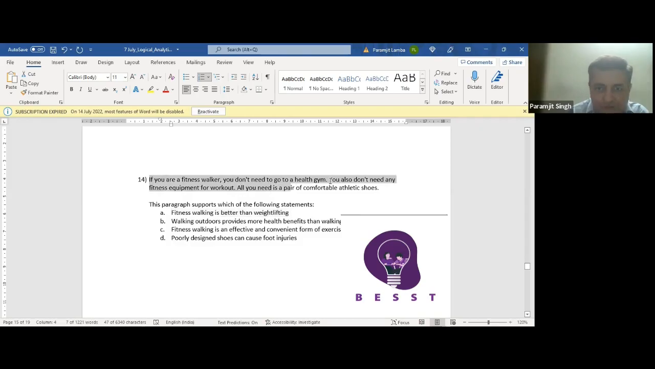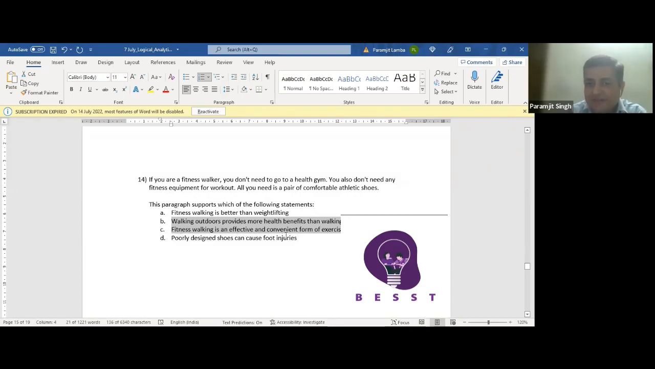Now, to arrive at the solution, you need to see whether anything given in the statement is also given here or not. Weightlifting is not mentioned over here. So this cannot be the right answer. Poorly designed shoes are not being talked about over here, or foot injuries are not being talked about here. So A and D cannot be the answer. So we have to choose between B and C. It can be either B or C.